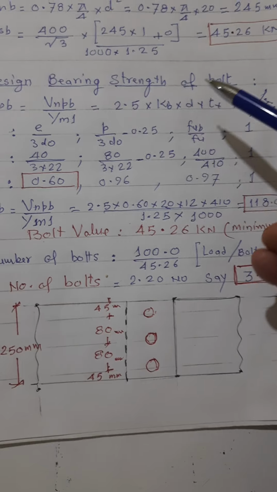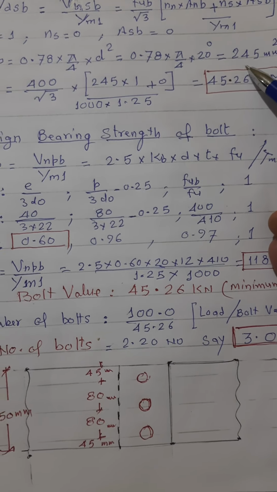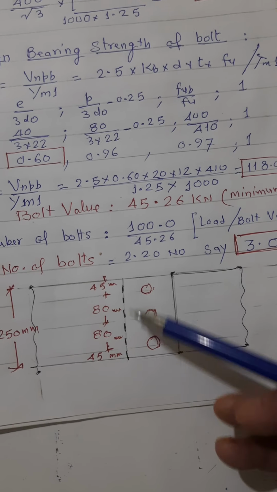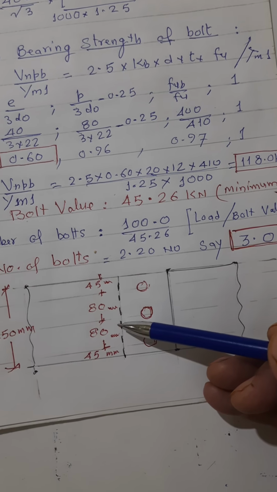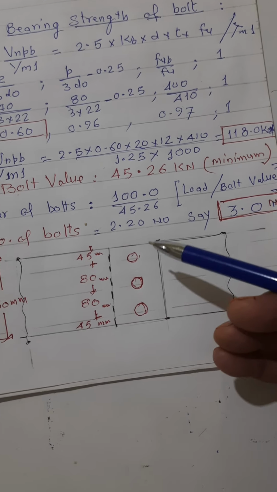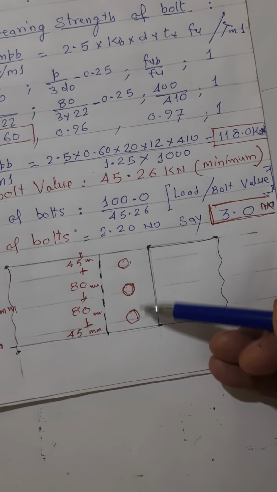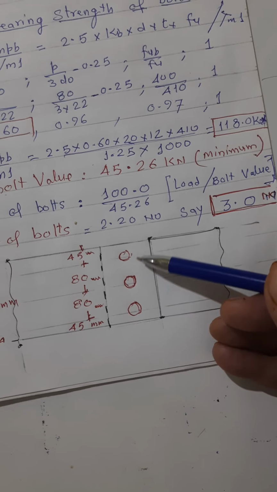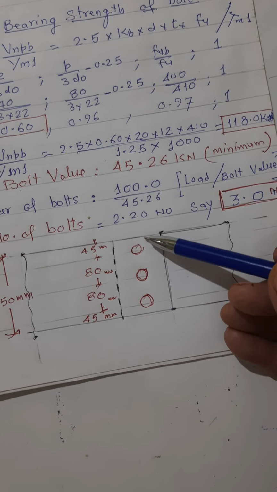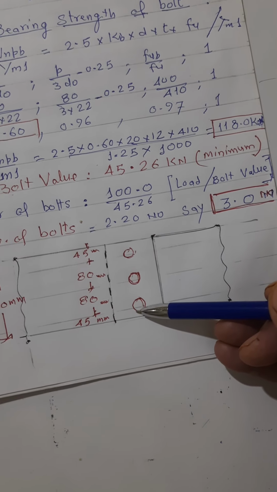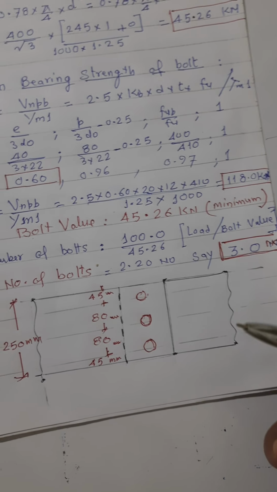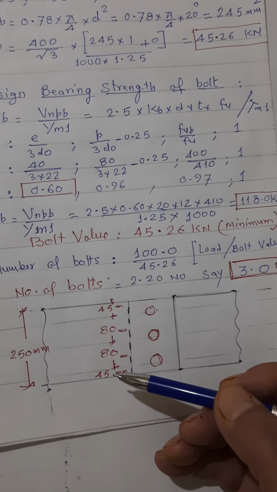This is the total width of the plate, given as 250. Just here it's matching: 250, 40, 40 on this side and 80, 80 on this side. There are 3 bolts, 1, 2 and 3. 40 on this side, 40 on this side, 80, 80. So instead of 40 now, we have increased it by 5 mm. So it is now 45.